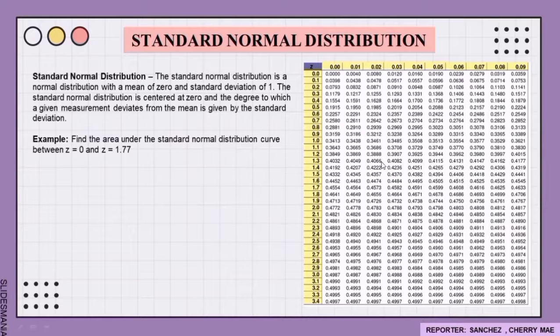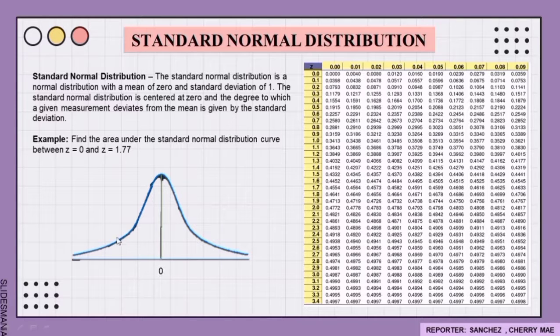So we have the standard normal table, or the Z table, and we have an example, which is this: find the area under the standard normal distribution curve between z equal to 0 and z equal to 1.77. And the first thing that we have to do is make a normal distribution curve, so that we can visualize it better.